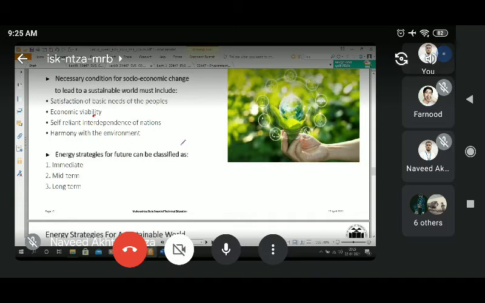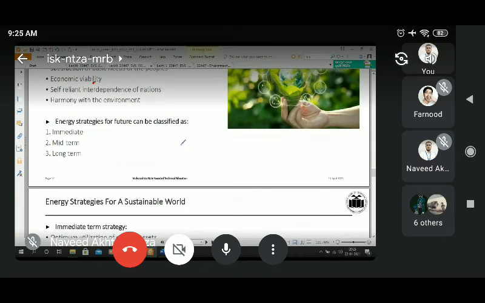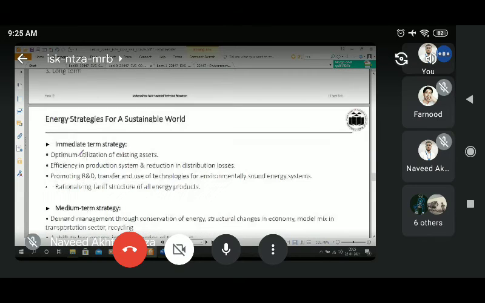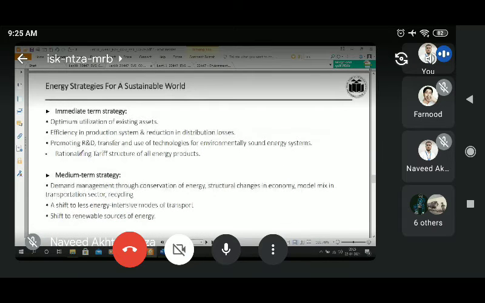So there are energy strategies for the future. It can be classified as immediate, mid-term, and long-term. The immediate strategy will be to optimize and utilize the existing assets, efficiency in production systems and reduction in distribution losses.